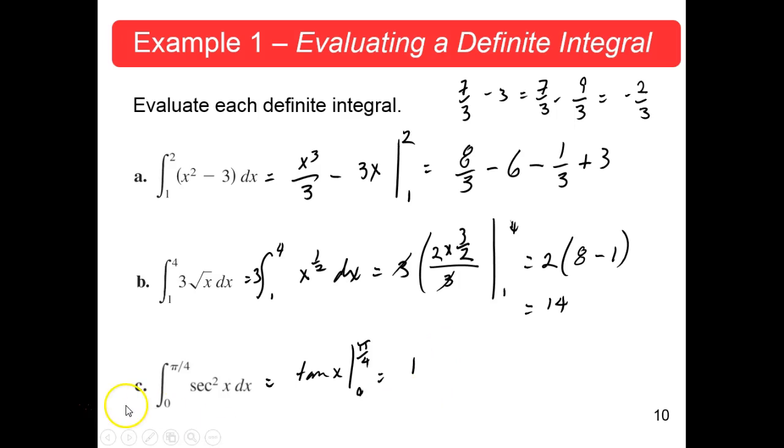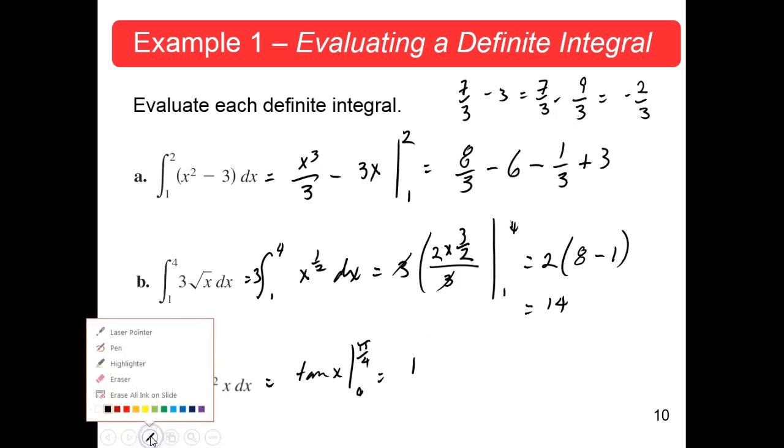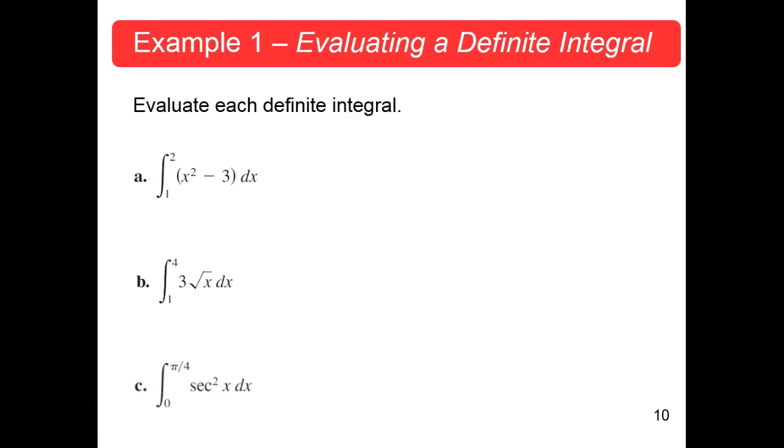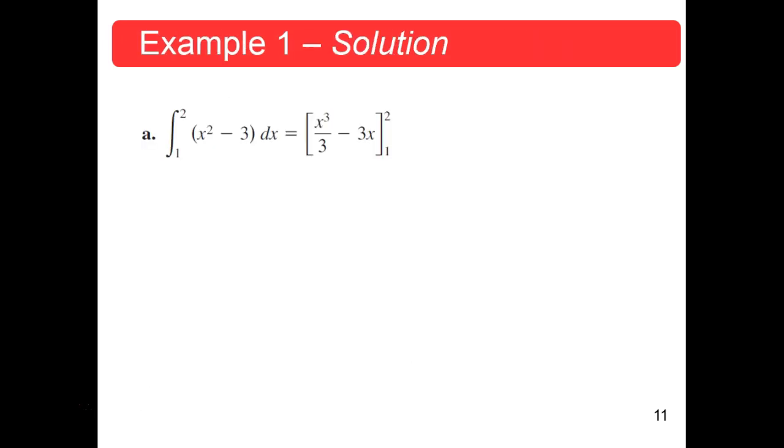Let's see how the book did them. Any questions before I delete them? Anybody? Okay. The first one. The antiderivative of x squared is x cubed over 3. Antiderivative of minus 3 is minus 3x. Evaluate this between 1 and 2, 2 on top, 1 on the bottom.